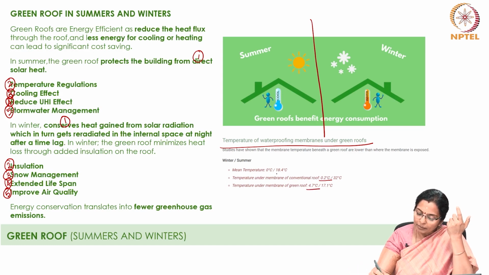Whereas when the mean temperature in summer is 18.4 degrees centigrade, the temperature under the membrane of a conventional roof is 32 degrees centigrade, and the temperature under the membrane of a green roof is 17.1 degrees centigrade.